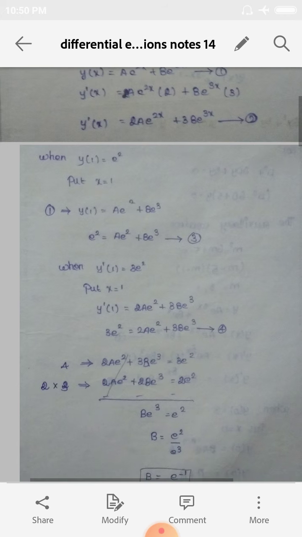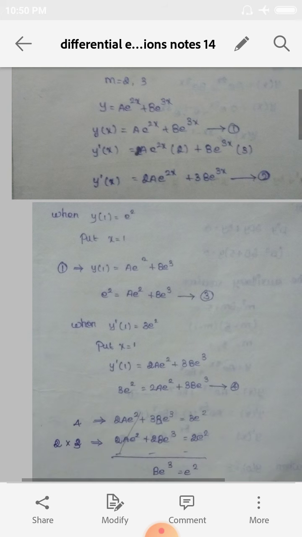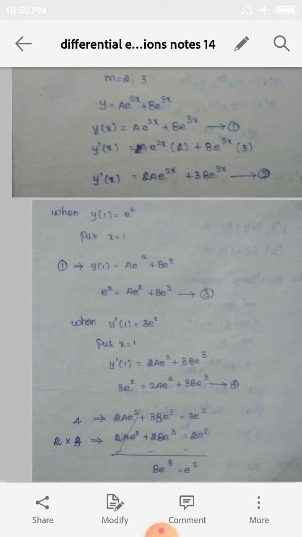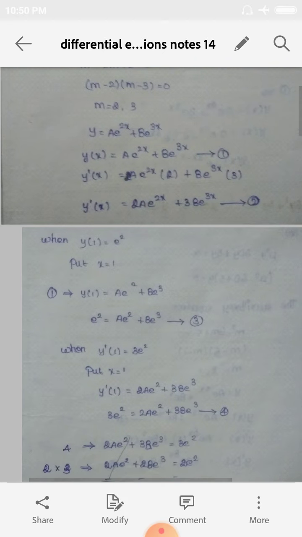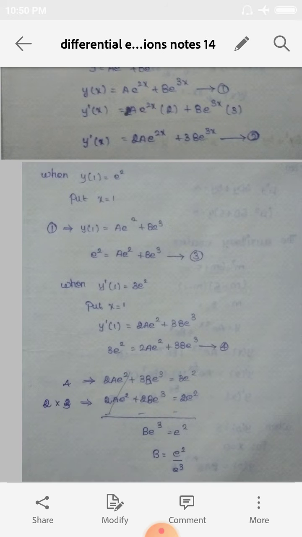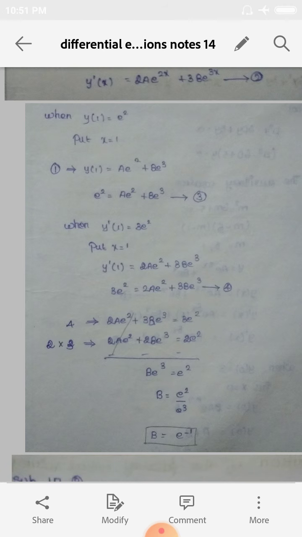Then what is the condition given? y of 1 is equal to e power 2. So taking the first condition, y of 1 is equal to e power 2, put x is equal to 1 in the first equation. So y of 1 is equal to a into e power 2 plus b into e power 3. The given condition is y of 1 is equal to e power 2, so substitute e power 2. Therefore e power 2 is equal to a into e power 2 plus b into e power 3. Mark it as equation number 3.